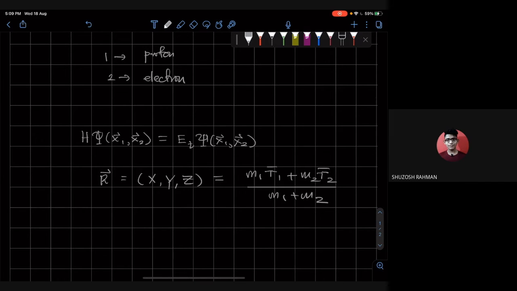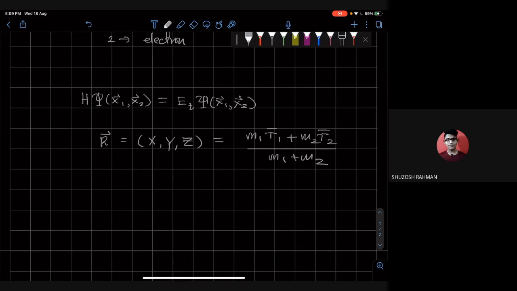This is the definition of the center of mass. And then we can define the relative vector, so the position of the electron relative to the proton, and it's going to have components small x, small y, and small z, and that's going to be just R1 minus R2.